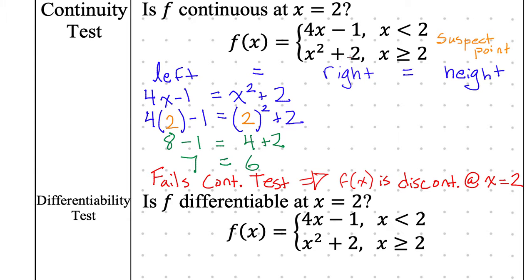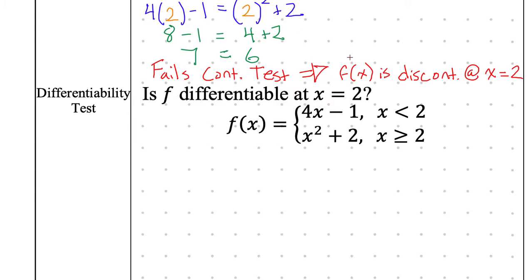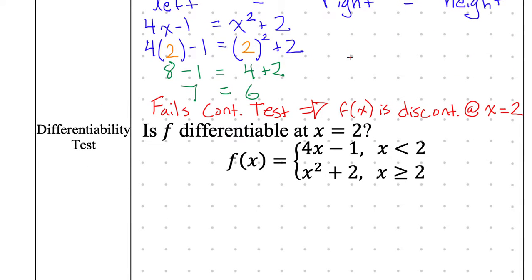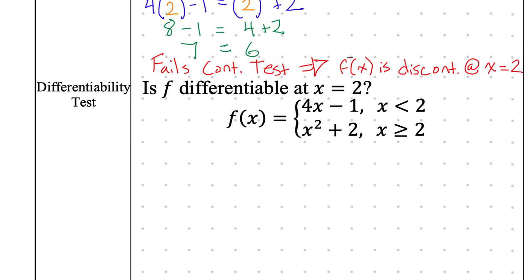Let's come down here to the differentiability test. So now we're adding on. It's the same function. Look, I just copy pasted it. What we're doing now is, this whole unit is about taking the derivative. We're taking the derivative of a piecewise function, which is easy. You just take the derivative of the top, write it out. Take the derivative of the bottom, write it out. Same suspect point, same inequalities.